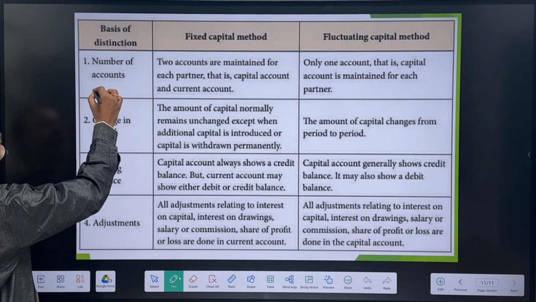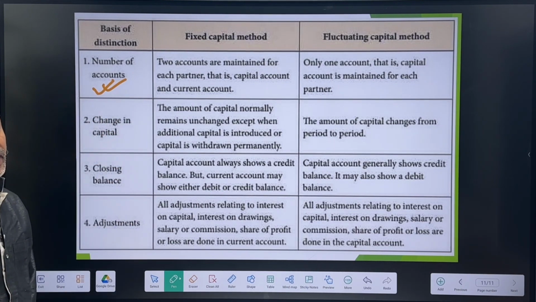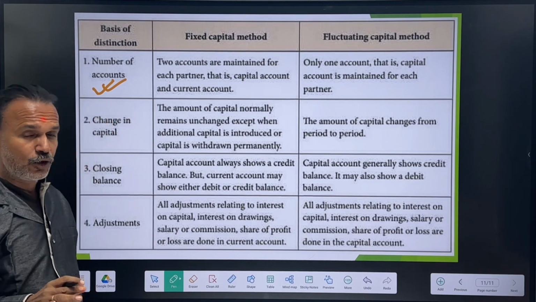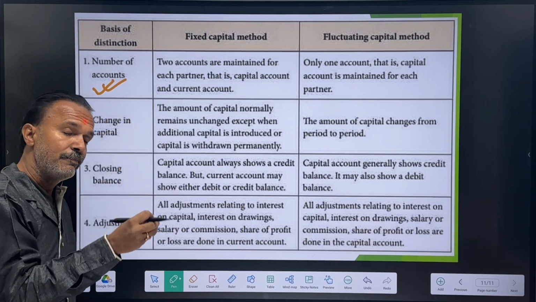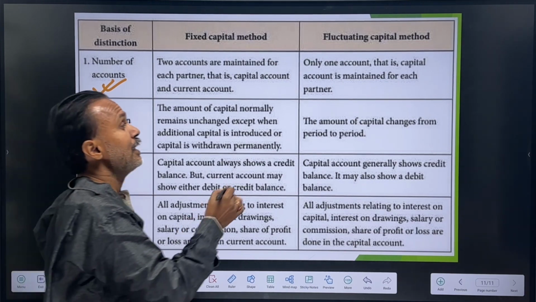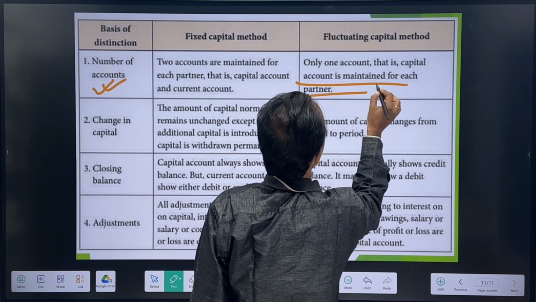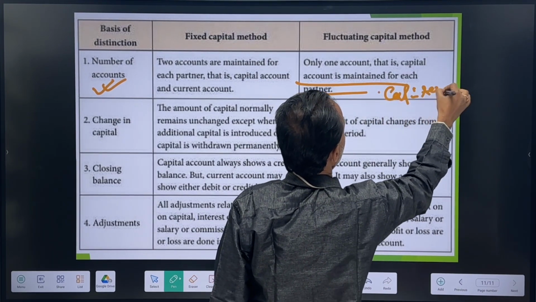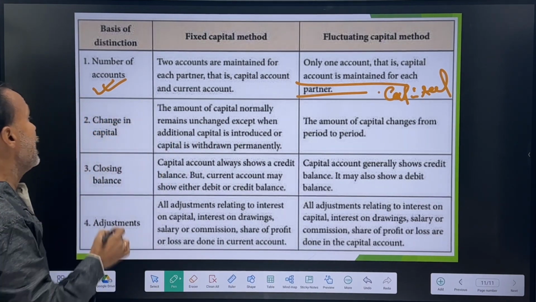First, number of accounts. We saw earlier, in the case of fixed capital account, we prepare two accounts. These accounts are called first capital account and second current account. But in the case of fluctuating capital account, we prepare only one account and this account is called partner's capital account. Second, change in capital.